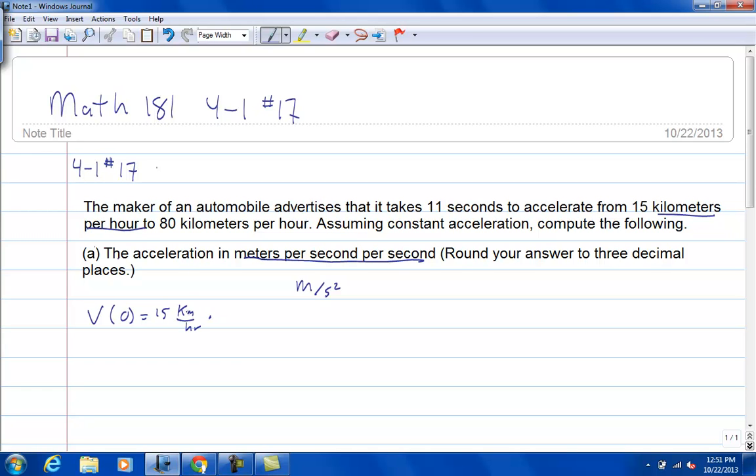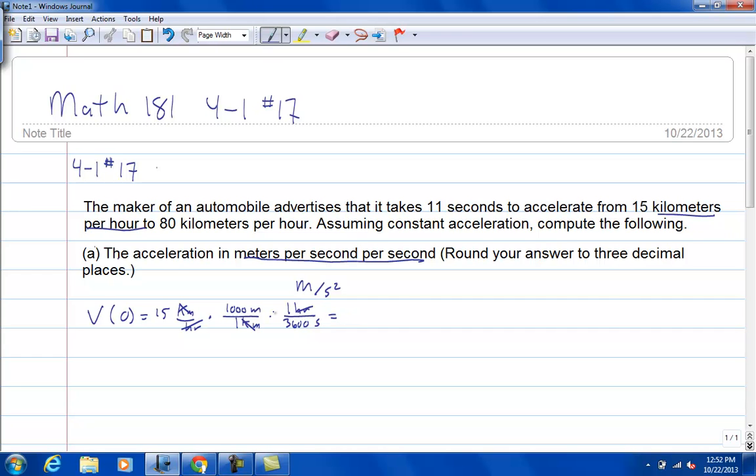But we want to convert from kilometers to meters, and there are 1,000 meters in 1 kilometer. That allows kilometers to cancel out. And then we want to go from hours to seconds. So there is 1 hour for every 3,600 seconds. And this is called dimensional analysis. I wanted to cancel out kilometers, so I had to put it on the bottom, put its equivalent on top. I want to cancel out hours, so I put it on top, put its equivalent on bottom.